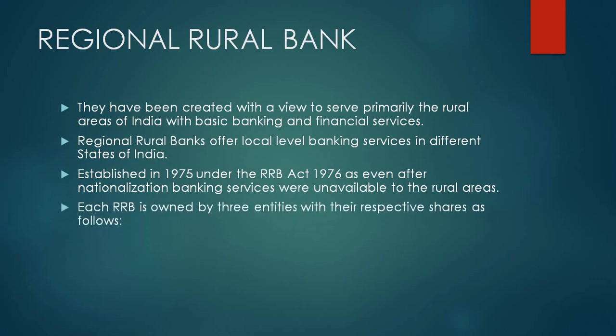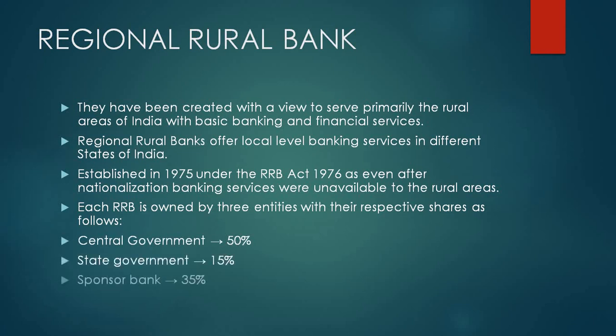Each RRB is owned by 3 different entities with their respective shares as follows. Central government has 50% of share, state government has 15% of share, and sponsor bank has 35% of share.